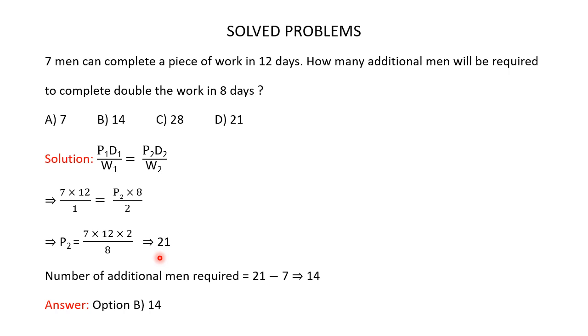But originally there were only 7 men. So the number of additional men required is equal to 21 minus 7, which is 14. So 14 additional men will be required to complete double the work in 8 days. The correct answer is option B, 14.